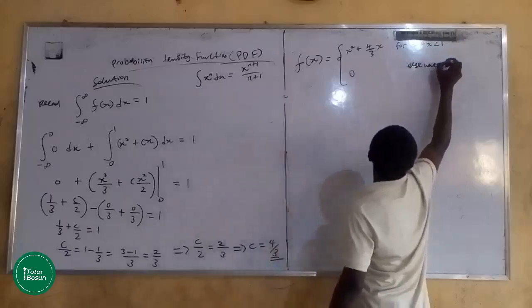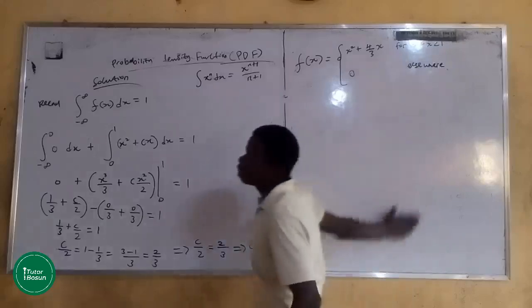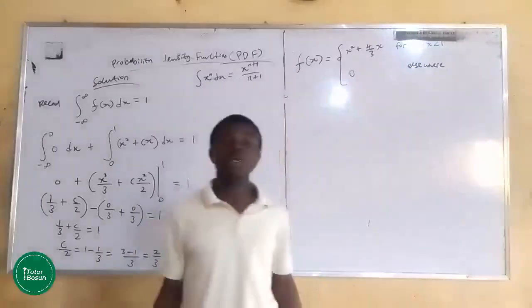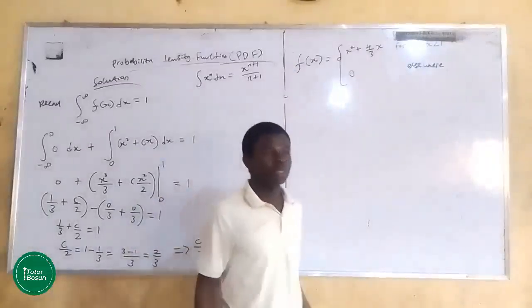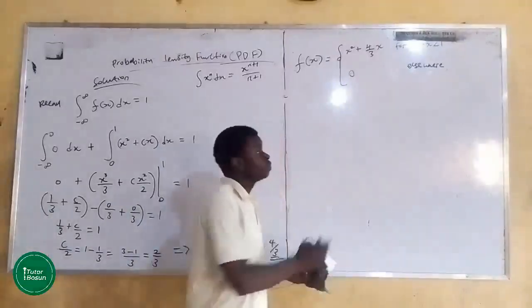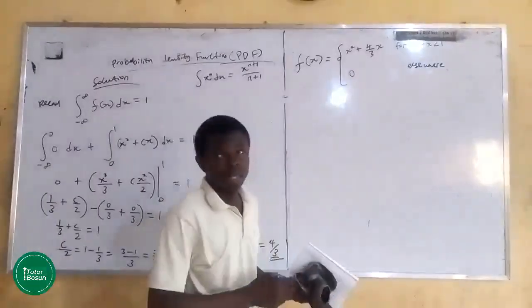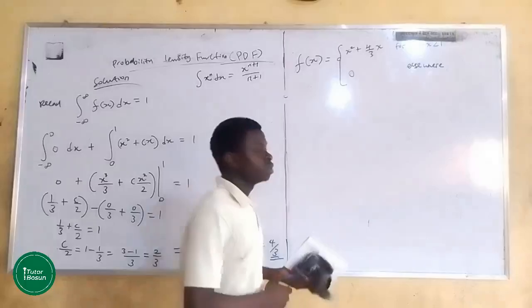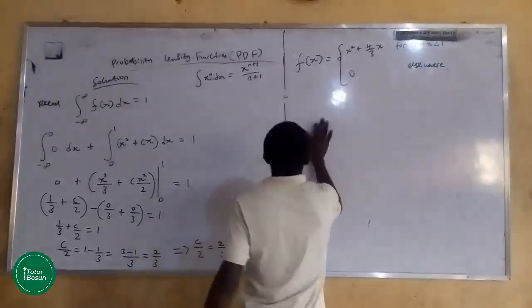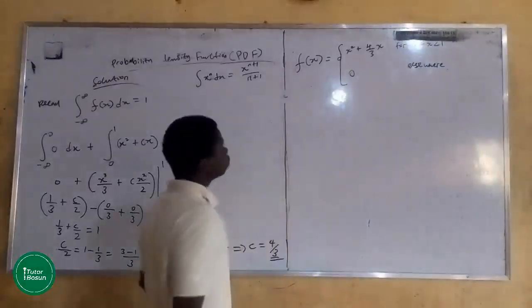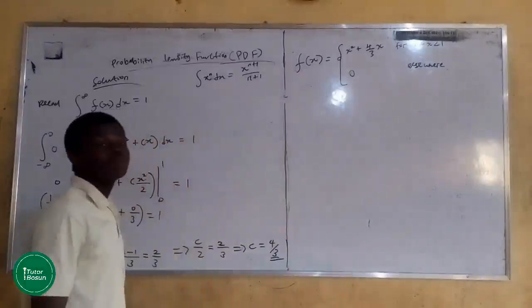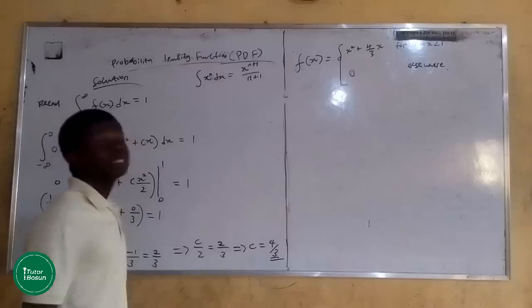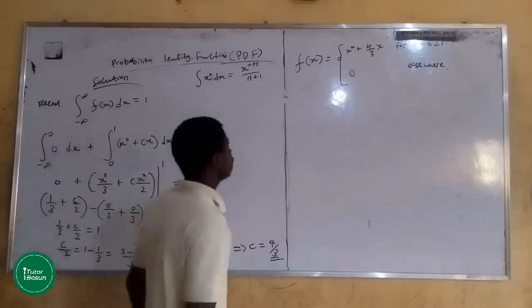If you can't find elsewhere here, another word that can be used is otherwise. Please take notes. Anytime you find otherwise there instead of elsewhere, we are still on track. So here we have the probability density function, and we want to determine the distributive function, that is capital F of x.